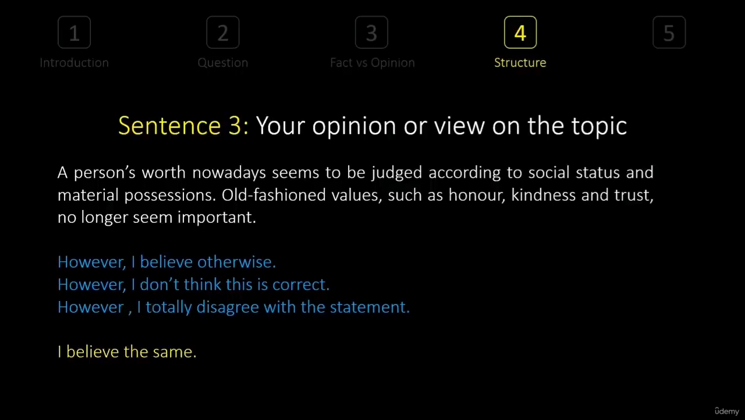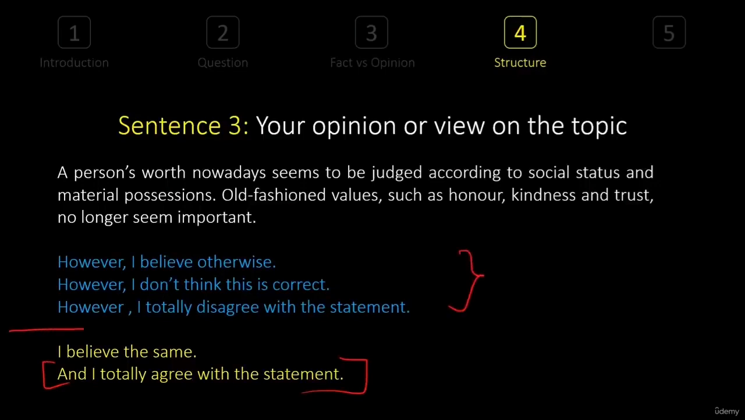Okay, good. The second part would be, if you have a positive tone, that means you're going with the flow or with the opinion: I believe the same, and I totally agree with the statement. These are two options you can write in an essay, but you cannot write both. In that case, it will be a clear paragraph.